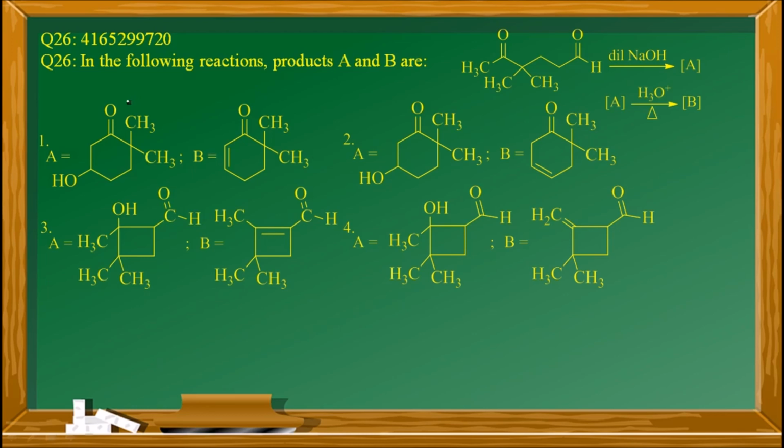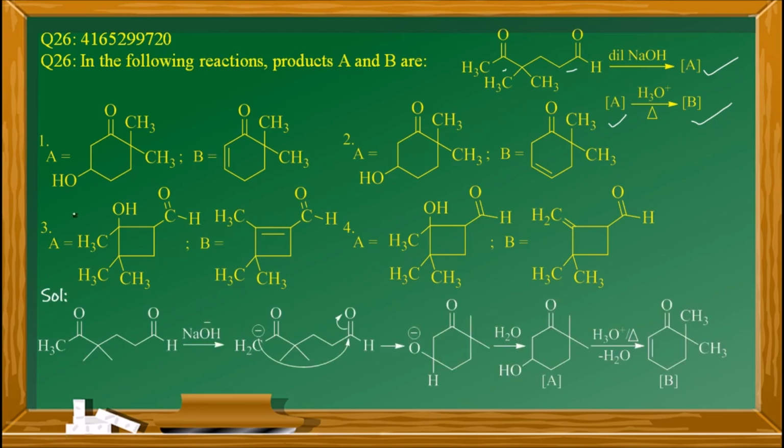Next, question number 26. In the following reaction, products A and B are, what is the reaction? Yes, friends, they have taken a carbonyl compound reacting with dilute sodium hydroxide, giving compound A, and this compound upon reaction with acid and heating is going to give B. Dear friends, we know that carbonyl compounds having alpha hydrogens in the presence of sodium hydroxide are going to give alcohols. These alcohols upon reaction with acid and heating are going to form alkenes. What is the reaction? Aldol condensation reaction.